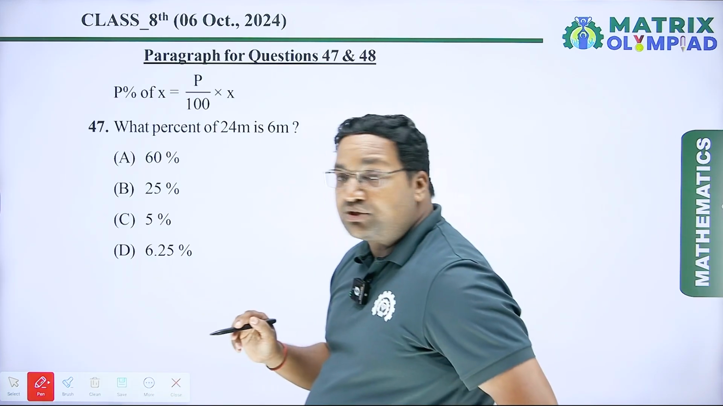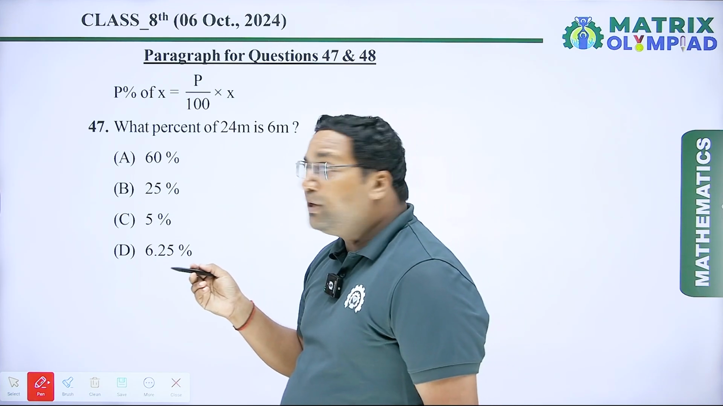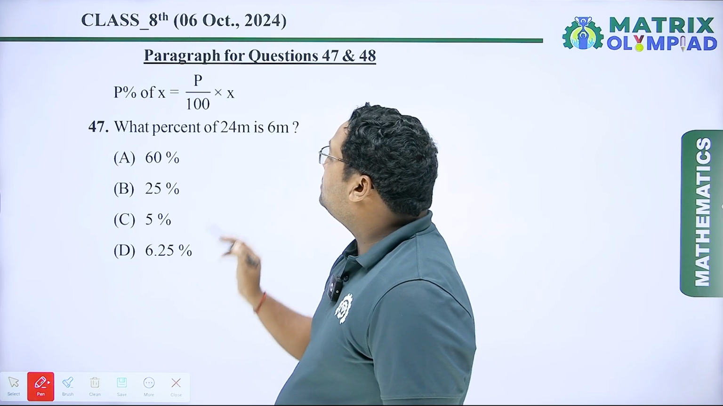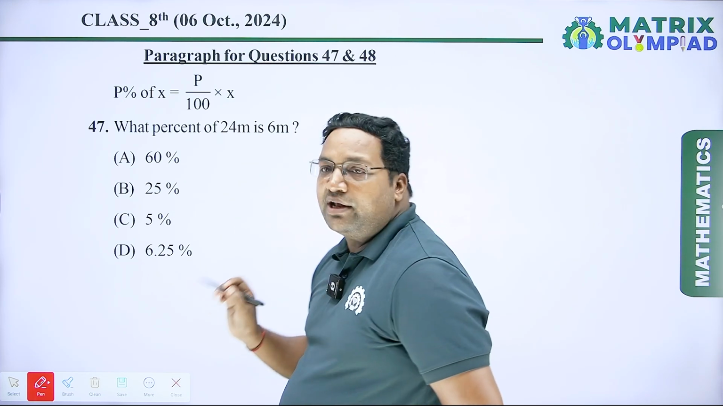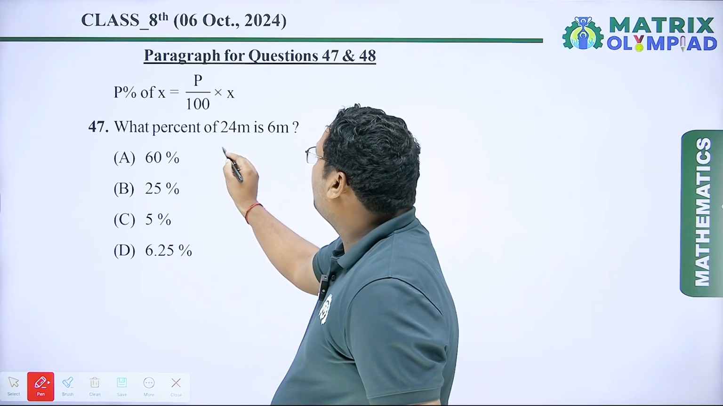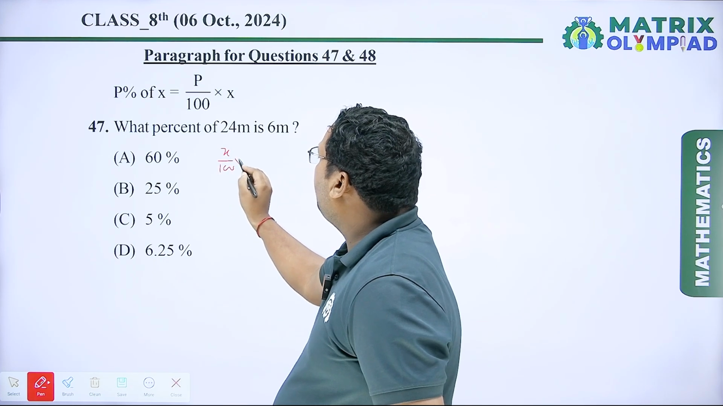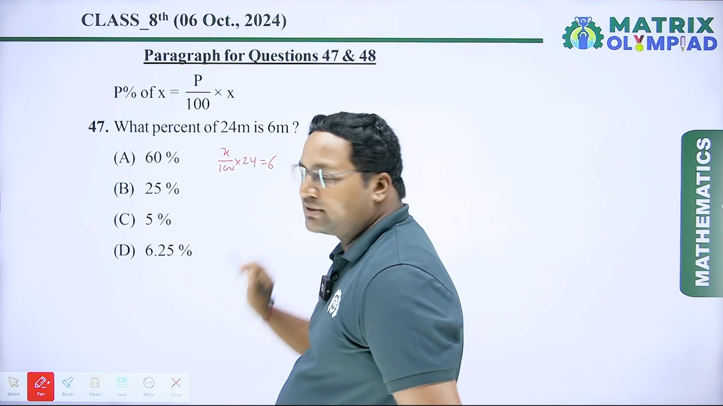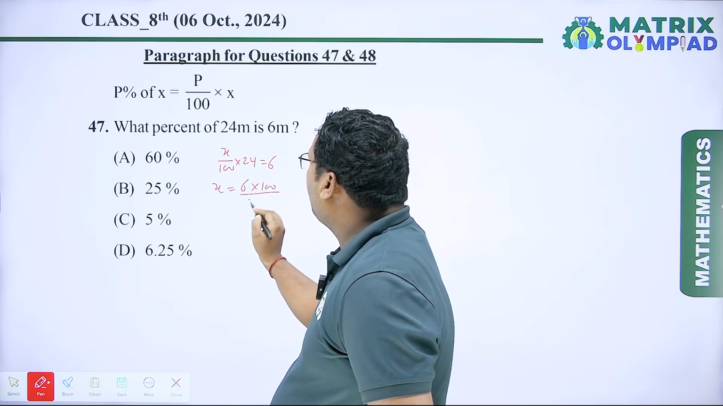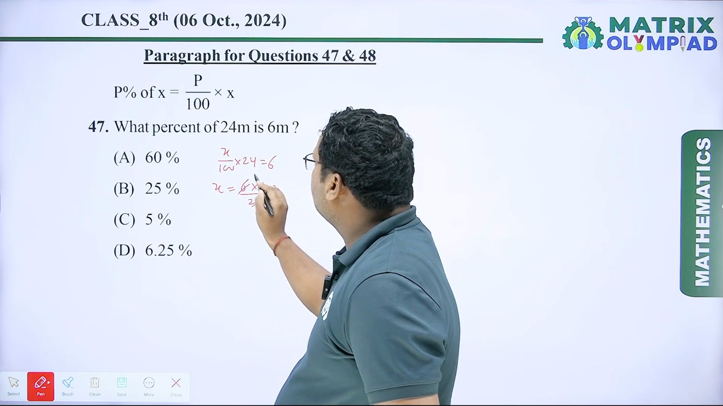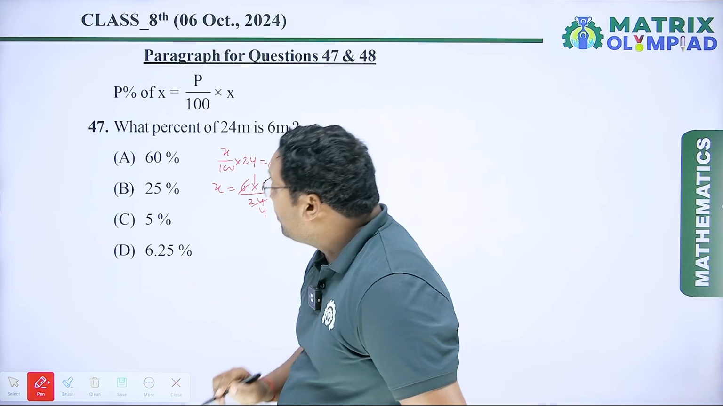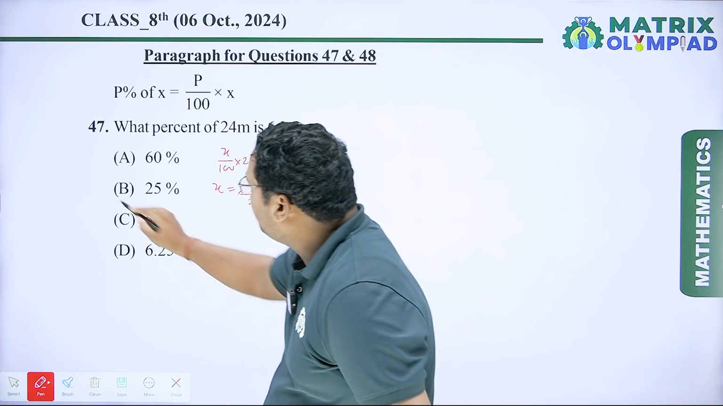Next, paragraph based question. First, a paragraph is given: p% of x equal to p upon 100 into x. Question number 47 is what percent of 24 meter is 6 meter. So let's assume x percent of 24 meter is 6 meter. So I have to write x upon 100 into 24 is equal to 6. By solving this equation, we will get 6 into 100 upon 24. Here 6 1s are 6, 6 4s are 24, and 100 by 4 is 25. So it is 25% of 24 is 6 meter. So right option is B.